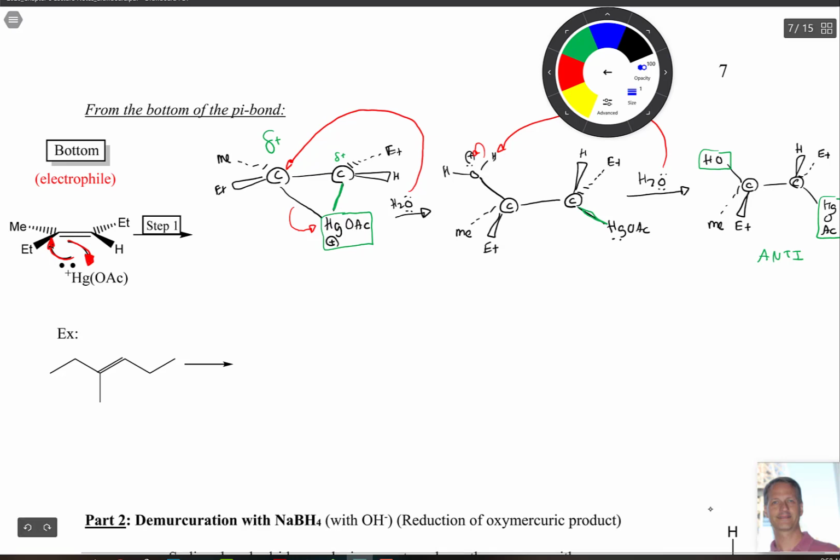A lot of times we don't take the molecule and turn it on its side and do all that, because we draw things in zigzags, right? Like this. That's what we do in OChem. So here's an example of our step number 1. Let's just imagine that we're adding HgOAc plus H2O here.